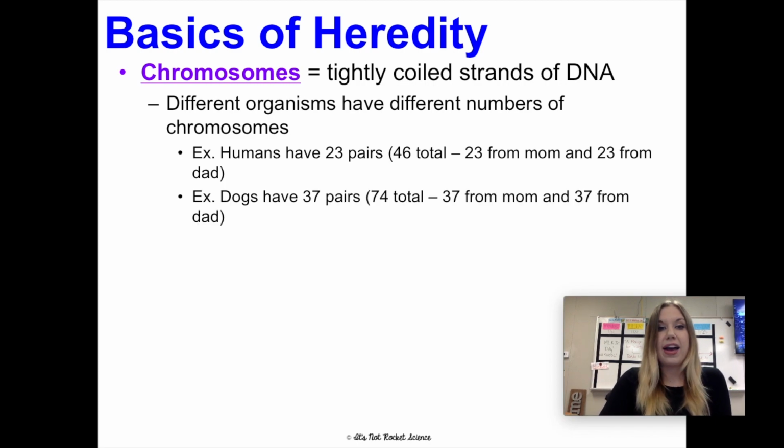However, for example, dogs actually have 37 pairs. So in every cell in their body, they have 37 pairs, or 74 total.